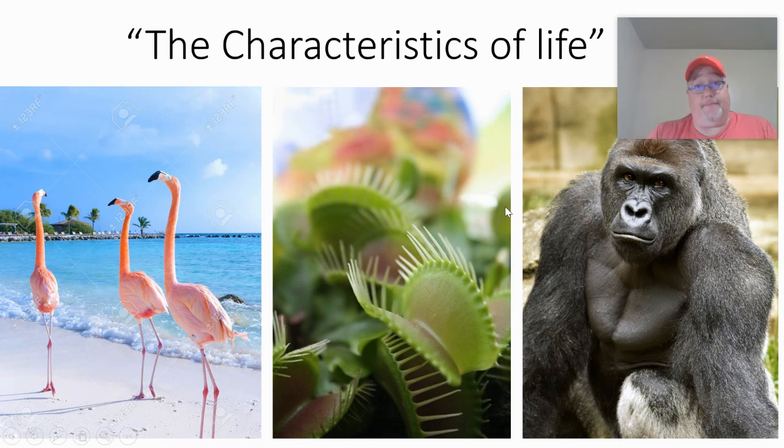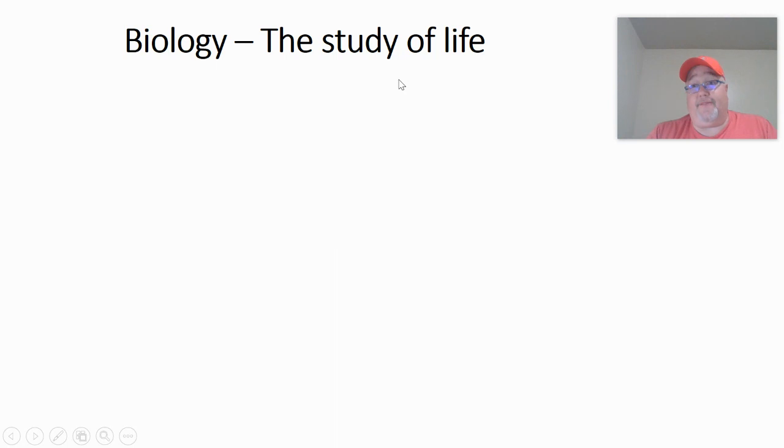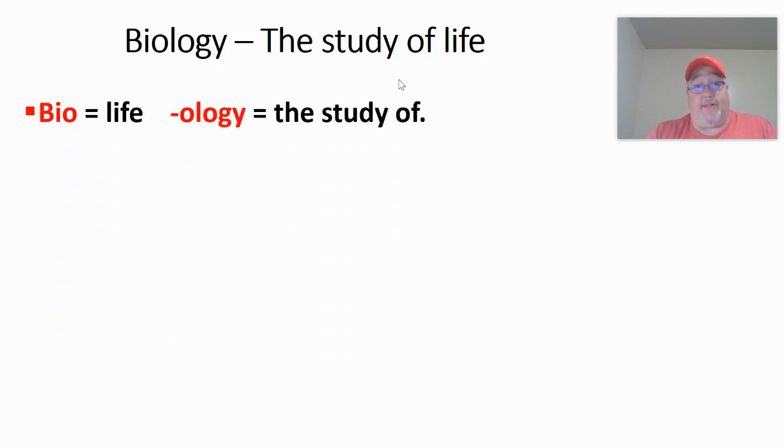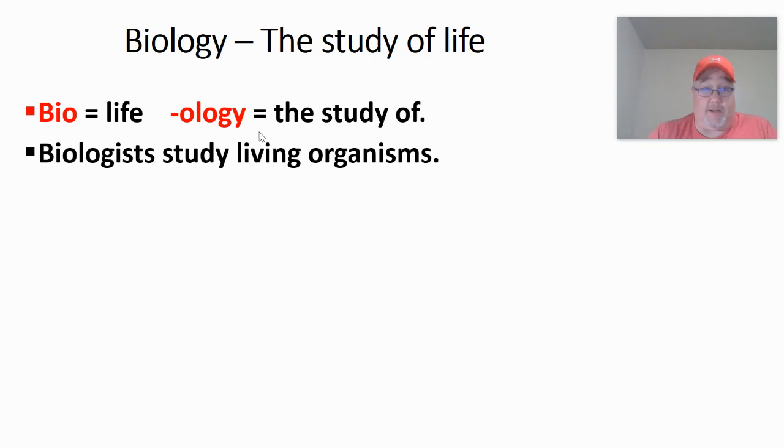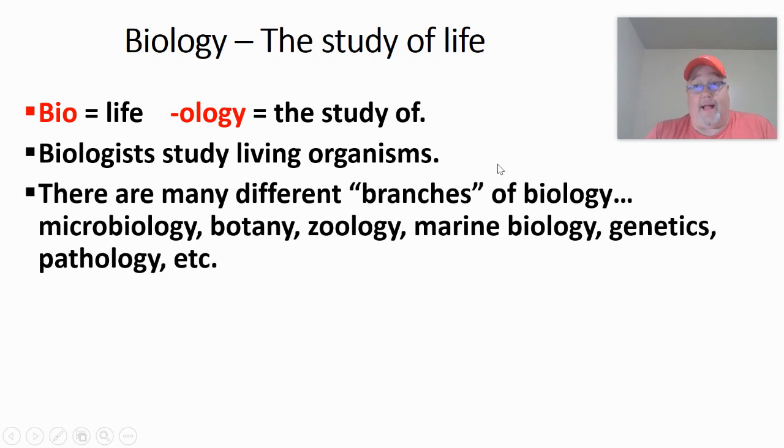All right, so let's start off today with kind of a definition, I suppose, of what biology is, and then we'll kind of get into what characteristics all living things share. So again, from your root word list, bio means life. Ology means the study of. So obviously, biologists are people who study living things. But the thing about biology is there's a lot of different branches. There's lots of different sort of side avenues that you could take if you want to study specific types of life. For example, microbiologists, they study small things like microbes and bacteria and things like that.